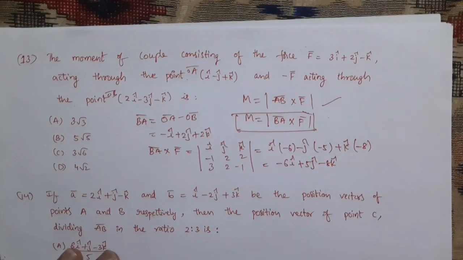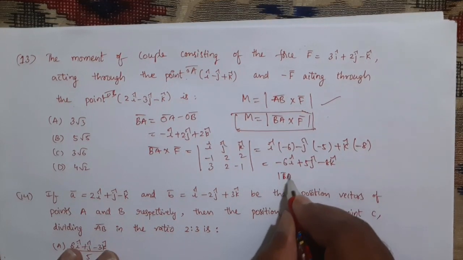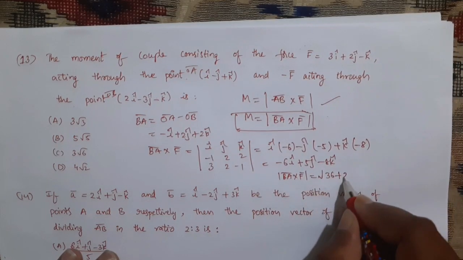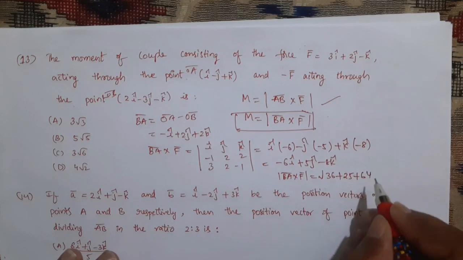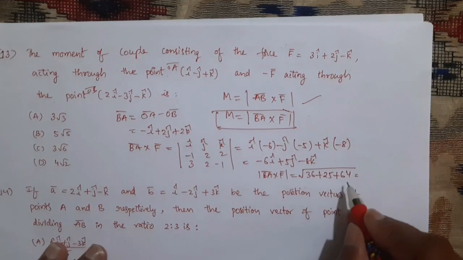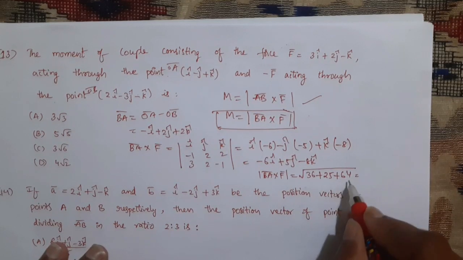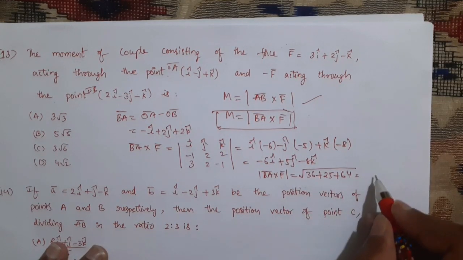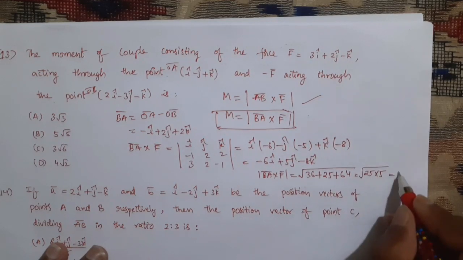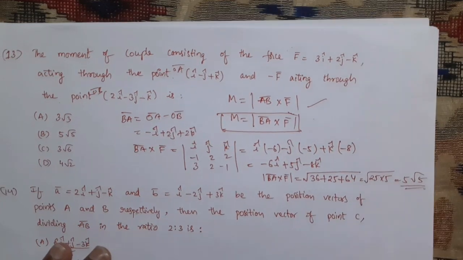Now we need to find the modulus. Modulus of BA bar cross F bar is square root of 36 plus 25 plus 64, which is equal to, 36 plus 64 is 100, 100 plus 25 is 125. Square root of 125, we can write 25 into 5, which is 5 root 5. That is the answer.